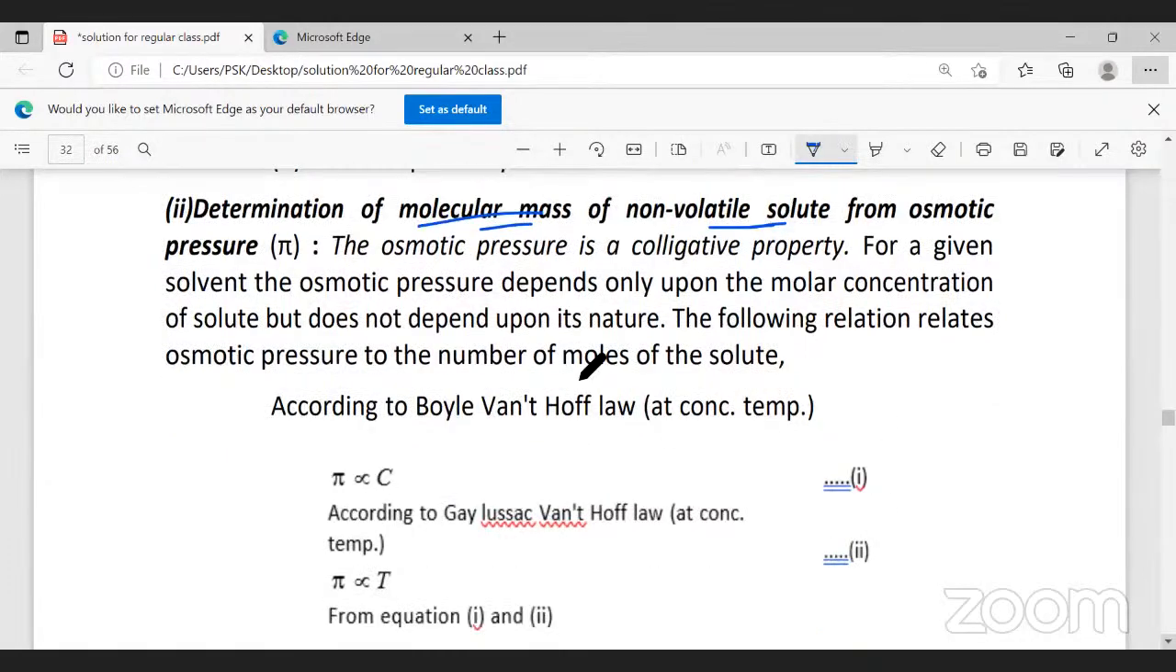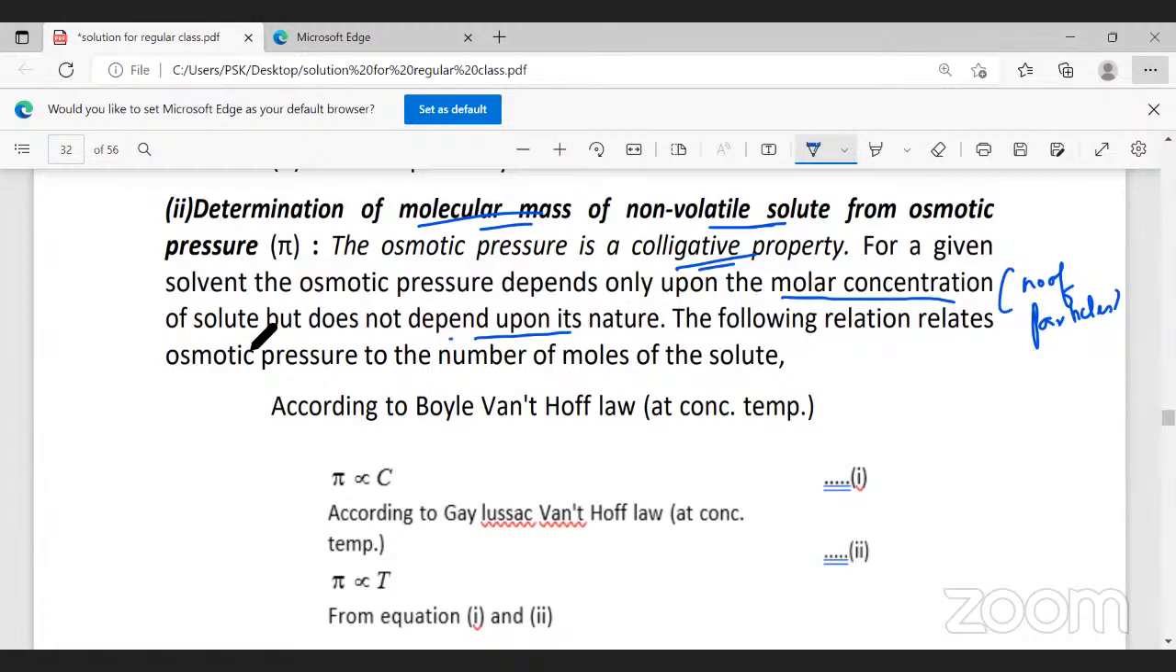We need to understand that osmotic pressure is a colligative property which depends only on the number of solute particles, not on the nature of the solute particle. For a given solvent, the osmotic pressure depends only on the molar concentration. Molar concentration is nothing but the number of particles. So osmotic pressure depends only upon the molar concentration of the solute, but does not depend on its nature.